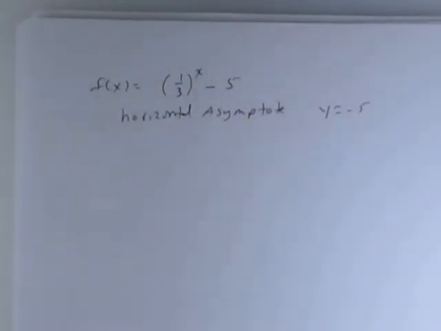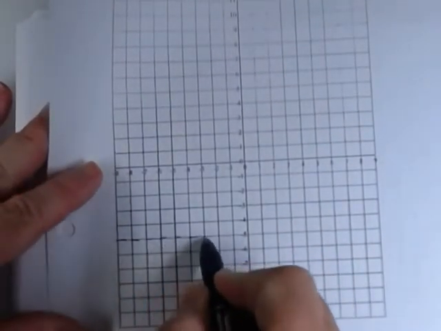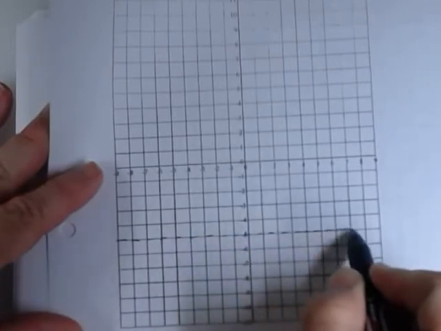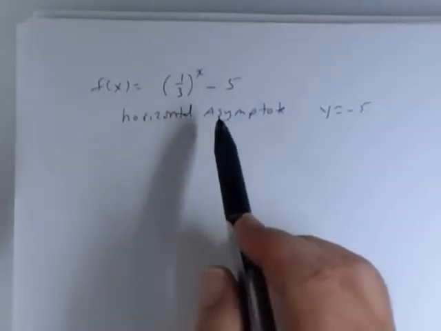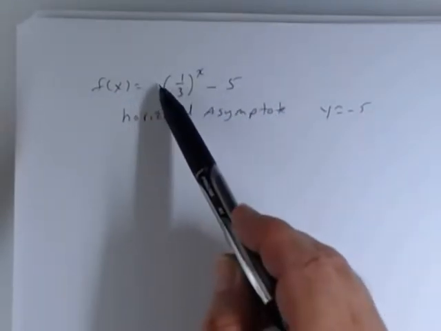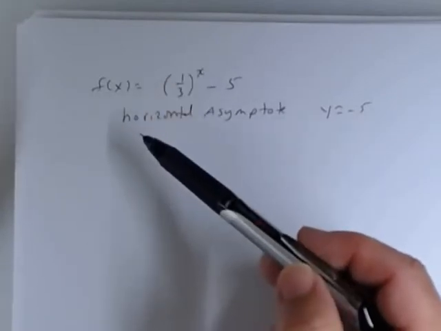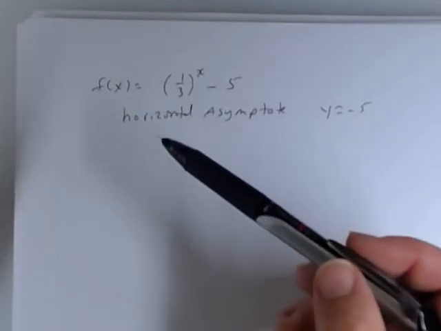Okay? So then you're going to graph it. So here's y equals negative 5. Right here. Okay. Now, is my graph above or below the horizontal asymptote? It's above because there's no reflection. See, if there was a minus out here, then that would indicate a reflection. Okay, there isn't any, so it's going to be above since there's no reflection.